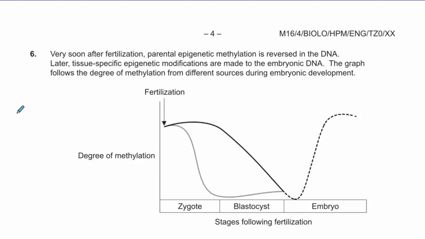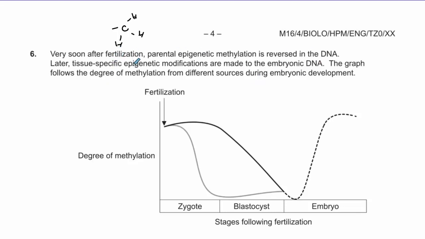6. Soon after fertilization, parental epigenetic methylation is reversed in DNA, okay? And then later, tissue-specific epigenetic modifications are made to the embryonic DNA. And here, this graph shows the degree of methylation. So, methylation is something that happens to DNA. One of the bases gets this methyl group, which looks like this. It's just put on instead of a hydrogen. And that signals very often to the body that it should not make this protein.